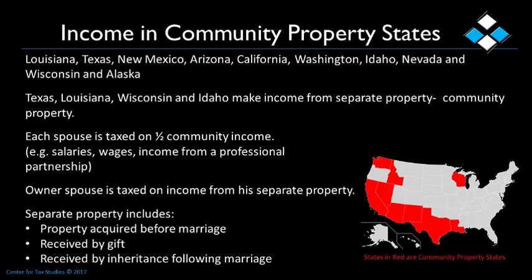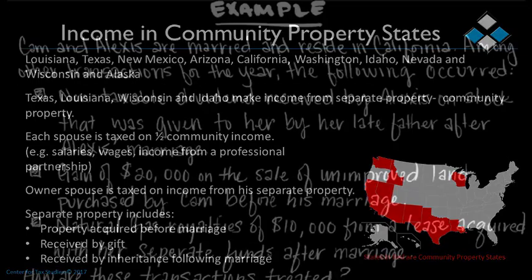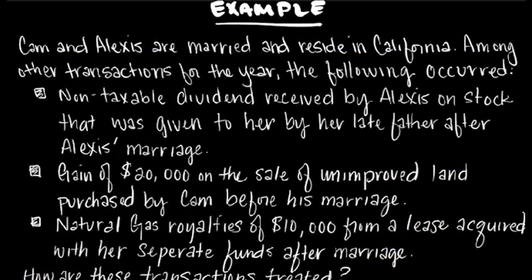The owner spouse is taxed on income from his separate property, including property acquired before marriage, received as a gift, or received by inheritance following marriage. This separate property can become community property if the owner commingles that property with marital property or makes it marital property. So let's go through an example.